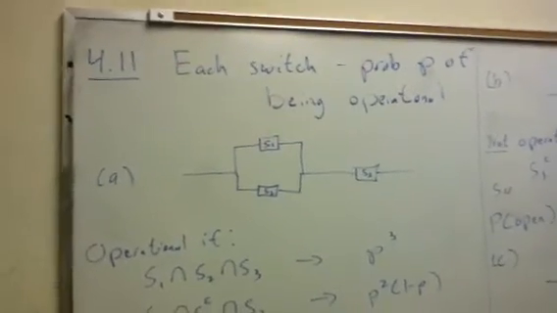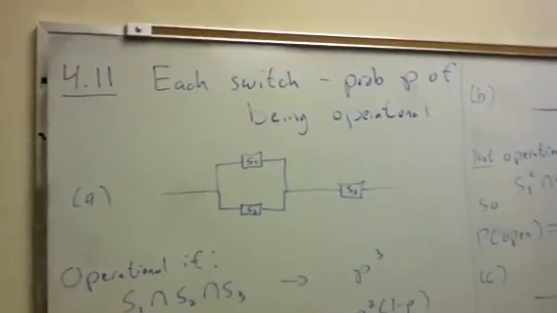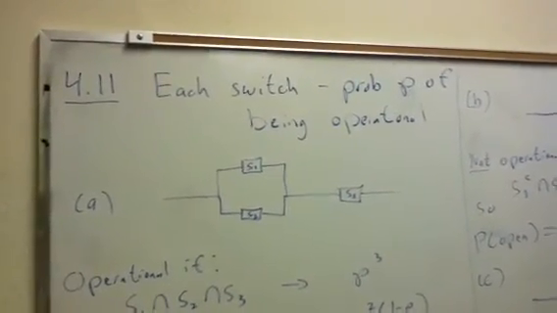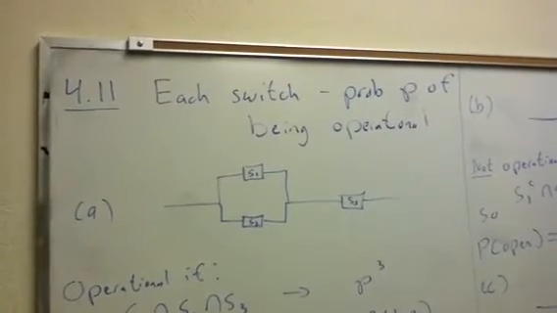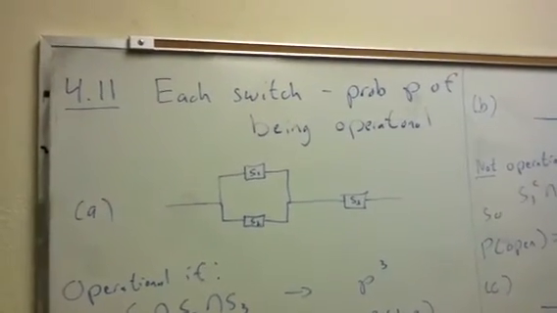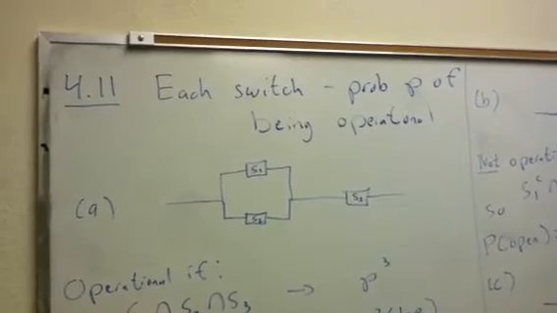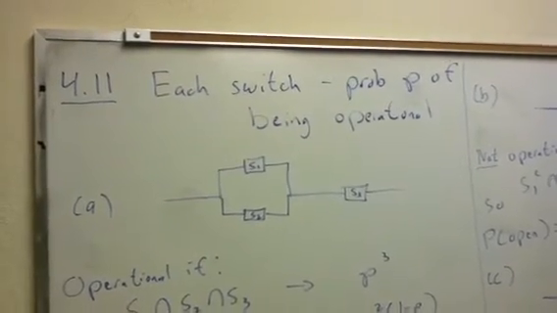Here's a solution to problem 4.11 in Miller. In this problem, we're given a series of circuits and told that each switch has a probability P of being operational, and the switches act independently of one another.